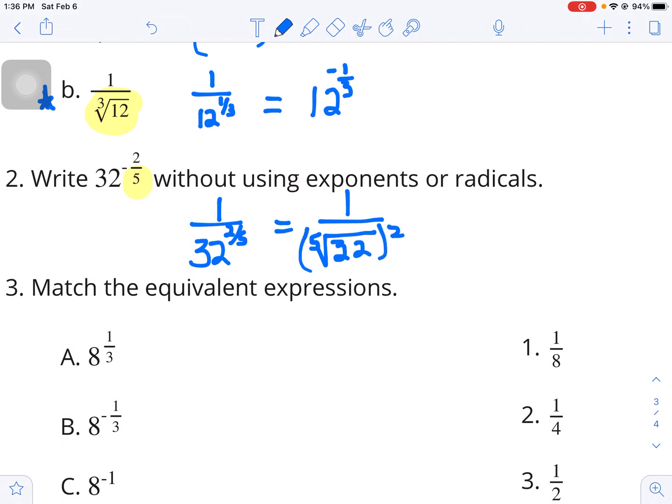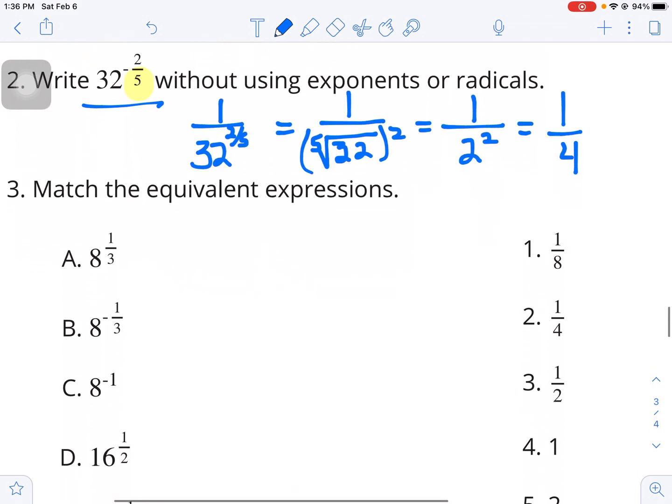And we could say that that's squared. And since I know what the 5th root of 32 is, I can write this as 2 squared. And so that very confusing looking expression here is nothing other than 1/4.